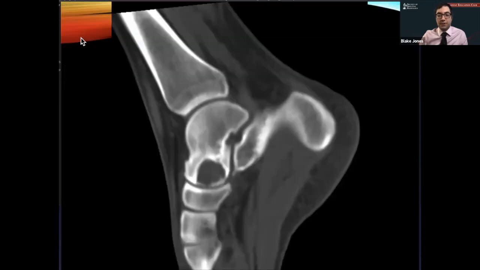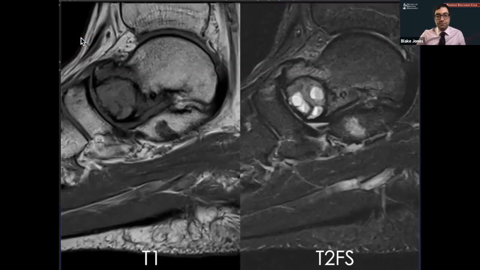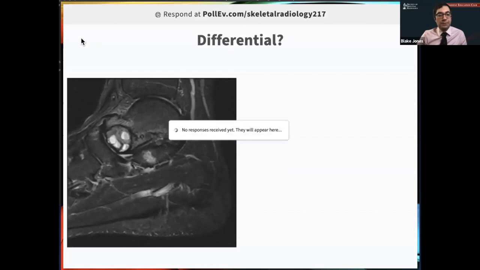So we'll move on here. Here's the CT appearance for what that's worth. MR appearance, T1 and T2 fat sat showing you some of the salient features of this lesion. So what kind of differential do you guys come up with based on what we've got so far?